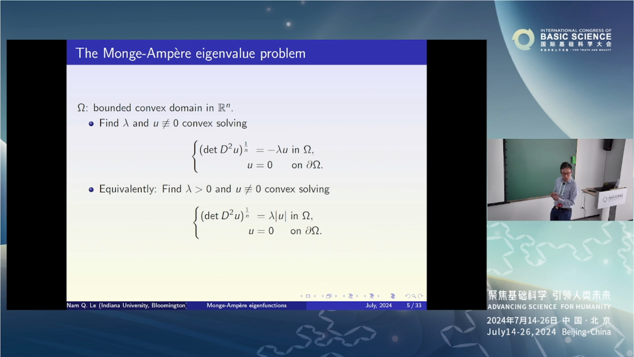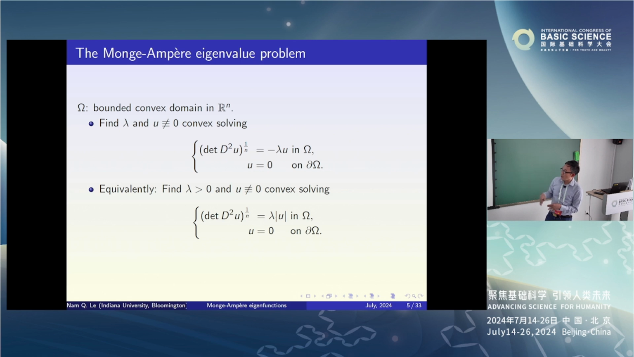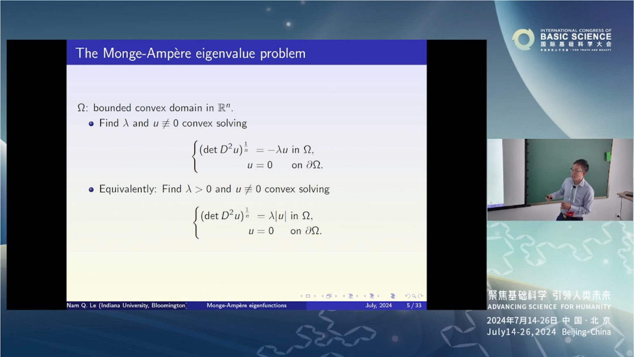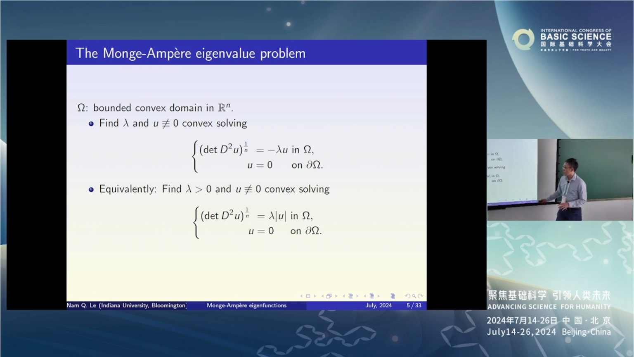Let me state the Monge-Ampere eigenvalue problem. Suppose we are given a domain omega, which is bounded and convex in R^n, and we need to find a number lambda and a non-zero convex function u solving this eigenvalue problem. First of all, the domain omega must be convex because it is the sublevel set of the convex function u. So this is essential. On the other hand, because u is zero on the boundary and convex, in the interior it is negative, so the right hand side can be written as lambda times the absolute value of u. Because u is convex, the left hand side is positive, so comparing both sides, lambda must be positive. Therefore, we can reformulate the Monge-Ampere eigenvalue problem as follows: we need to find a positive number lambda and a non-zero convex function u solving this Monge-Ampere eigenvalue problem.